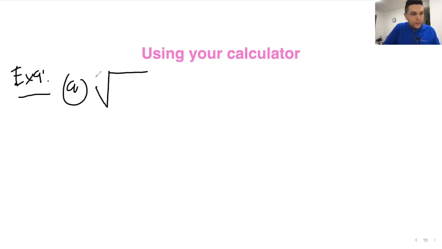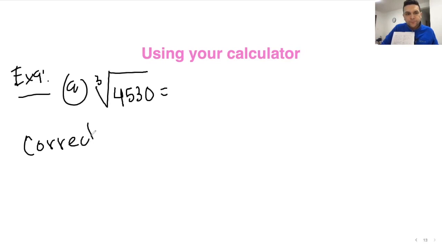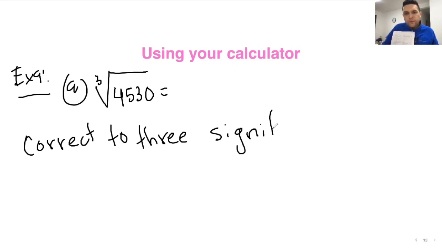If we have this number here, and that's going to be the cube root of 4,530. And I want you to write it correct to 3 significant figures, okay?